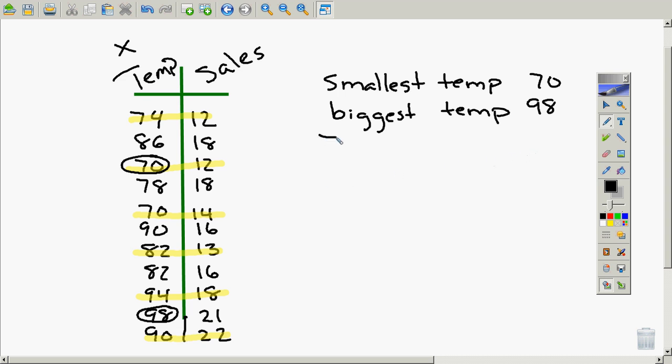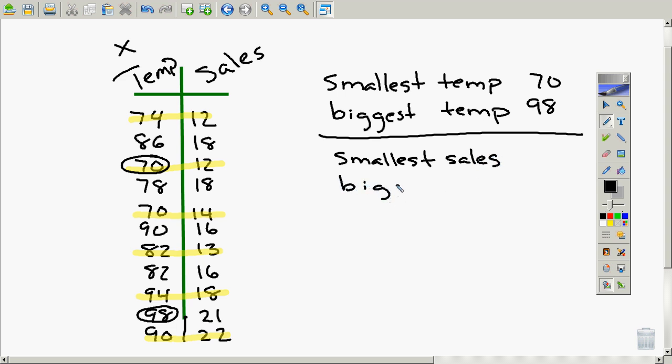We need to do the same thing with sales. We need to look at our smallest amount of sales and our biggest amount of sales. And it looks like our smallest one, when we look here, the worst day we had was a 12 for selling. And when we look here, it looks like the best day we had was a 22. That is your y-axis. So on your y-axis, you somehow have to go from 12 to 22.